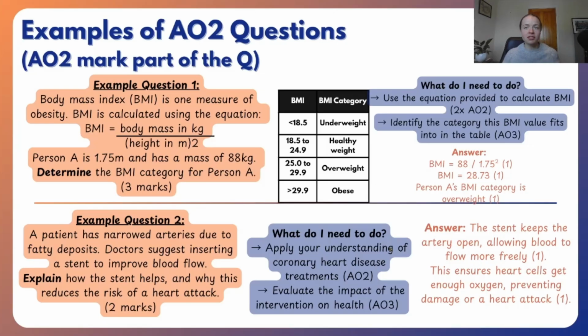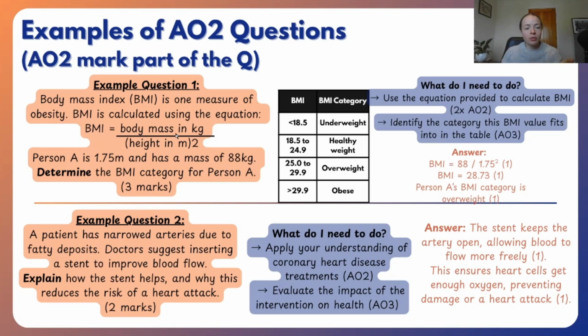And finally, we have some AO2 questions as part of a larger question. So in this first question, we have been given the equation for BMI, and we are told that body mass index is one measure of obesity, and it is calculated using this equation. So essentially what we need to do is use this equation, which you won't have had to have learned, but apply it to person A in this question and identify from the table which category they fit into.